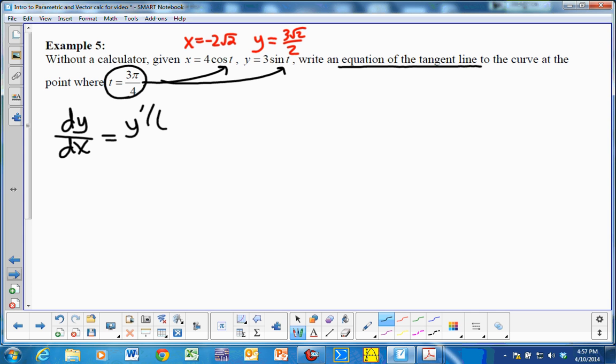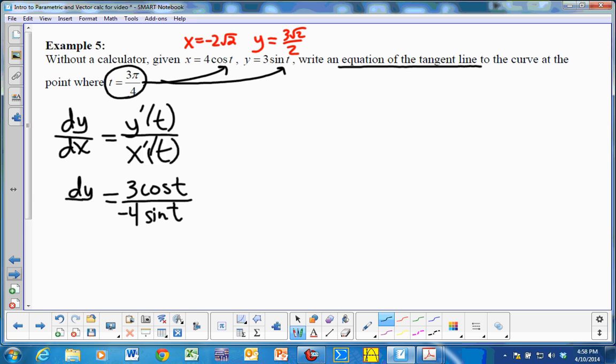So I want to find y prime of t divided by x prime of t. So y prime, taking that derivative of sine is cosine. So we get 3 cosine t over derivative of cosine is minus sine. So we get minus 4 sine t. And we can just leave it because, unless we know what we're doing with it, let's just leave it alone. If we knew we needed to do something else with it or find another derivative, I might want to change it, but I'm just going to leave it.